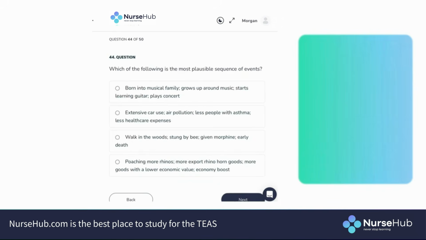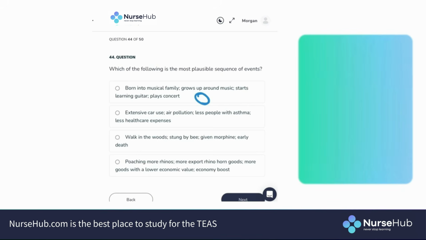Question 44 asks, which of the following is the most plausible sequence of events? 1, born into a musical family, grows up around music, starts learning guitar, plays concert. That sounds pretty reasonable to me. It's my first answer choice, so I'm going to put a little circle here to tell myself that one seems possible, but I want to move through all of them before moving on.